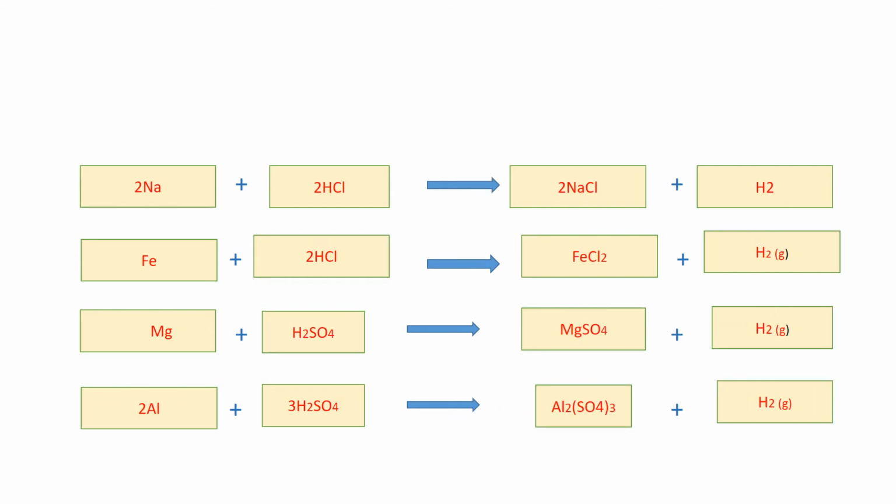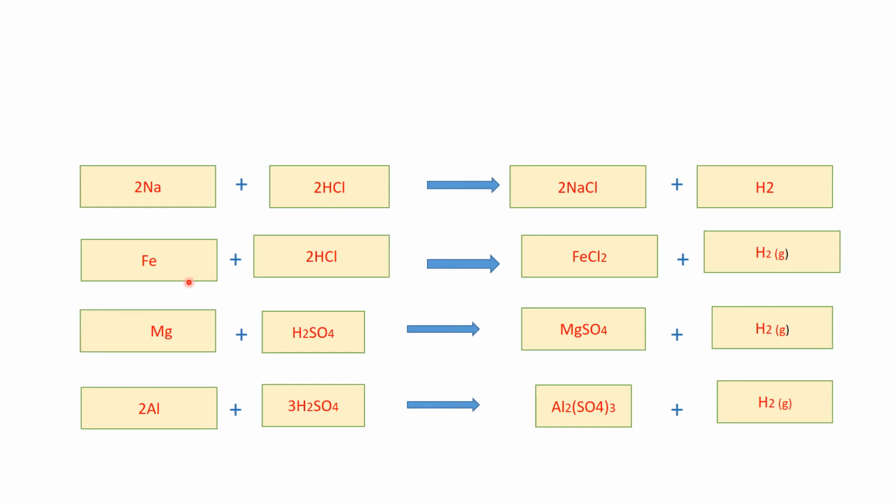Some more reactions you can see here. First of all, see the reaction of sodium with hydrochloric acid. This is Na, sodium, plus HCl, that is hydrochloric acid, forms NaCl plus H2. It is sodium chloride, common salt, and the reaction is balanced.